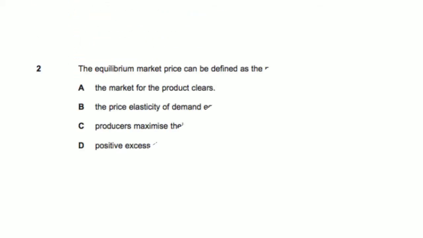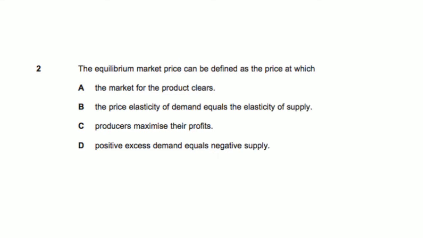Question 2 asks, the equilibrium market price can be defined as the price at which. So we're looking for the equilibrium, and the equilibrium is found when supply crosses demand. Therefore, the answer to this question is A, and this is where the market for the product clears. When we say that the market for the product clears, it means that supply for that product is exactly the same as demand for that product, and that will be where supply intercepts demand. So now let's have a look at question 3.